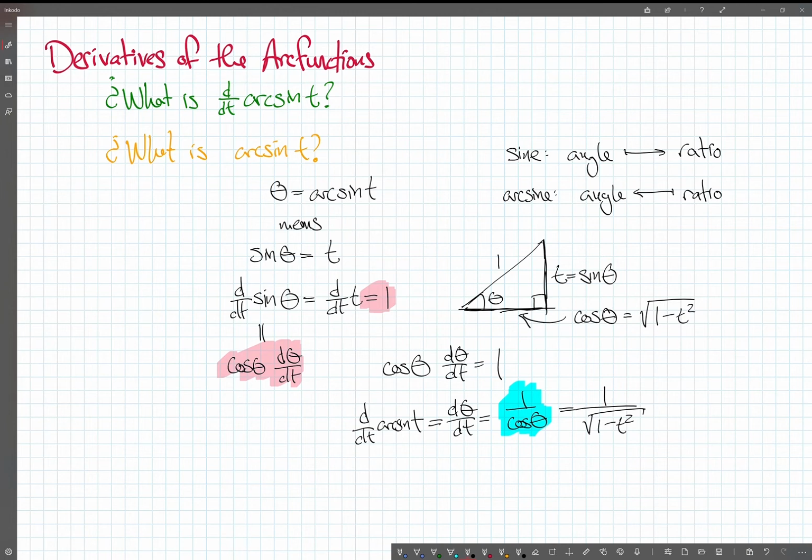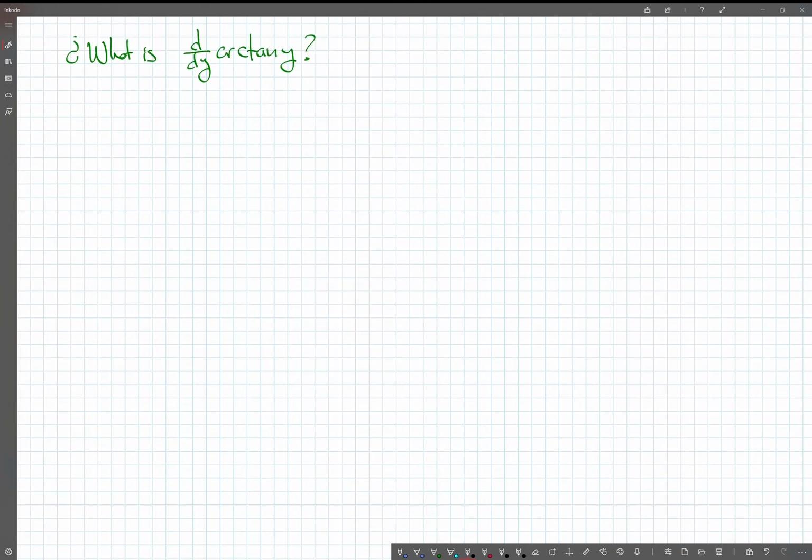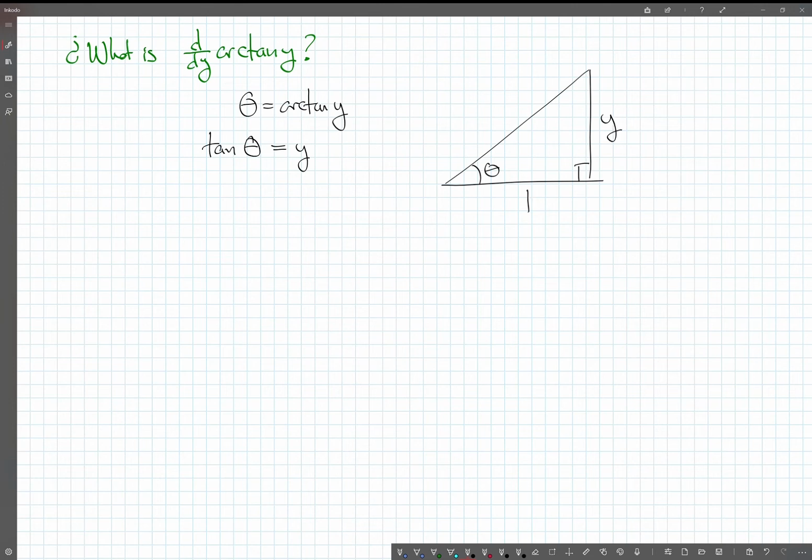To really lock that in, let's do the same thing for the arctangent function. And we'll use exactly the same trick. Except now, when we populate our triangle, we have to remember that tangent is opposite over adjacent, which means we need to label our triangle this way.